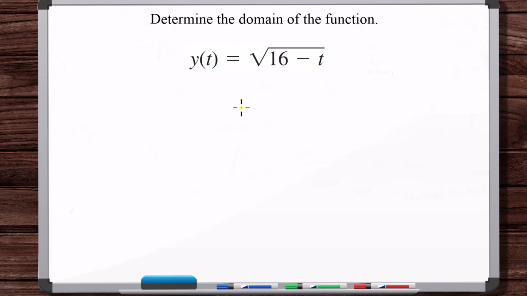Okay, even root radical. That means what's inside the radical needs to be greater than or equal to 0. Let's solve this inequality.